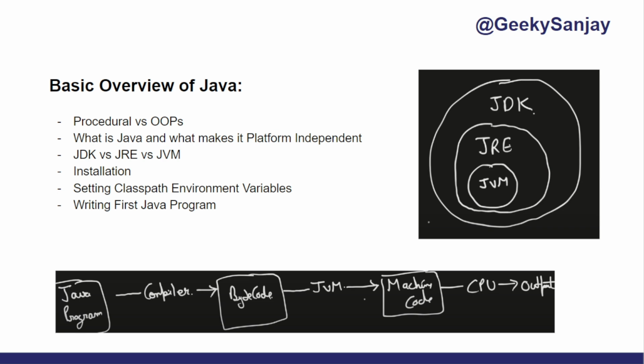Basic overview of Java: procedural versus OOPS. So what is procedural? Procedural means functional. Before OOPS we were doing functional programming. So what is functional programming? The program is divided into parts called functions, it doesn't provide a proper way to hide data, gives importance to functions and allows data to move freely. Overloading is not possible, inheritance is not possible, code reusability is not possible. So these are the functional programming issues.